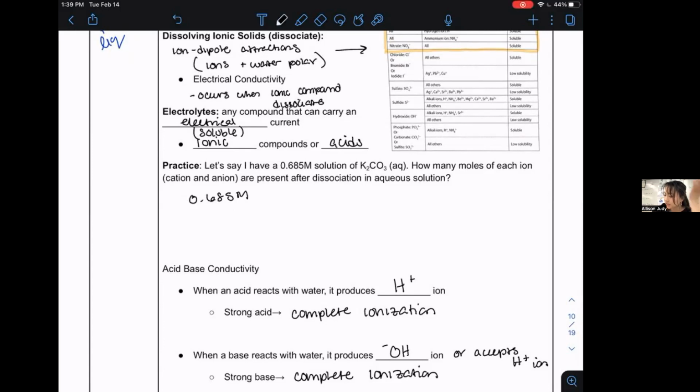0.685 molarity of K2CO3. Well, we know for every 1 K2CO3, we have 2 K plus cations. And for every 1 K2CO3, we have 1 carbonate anion.